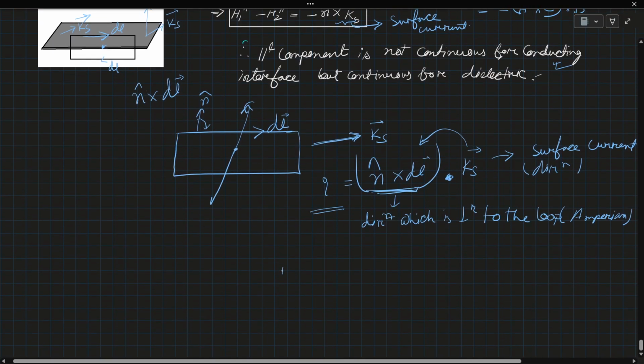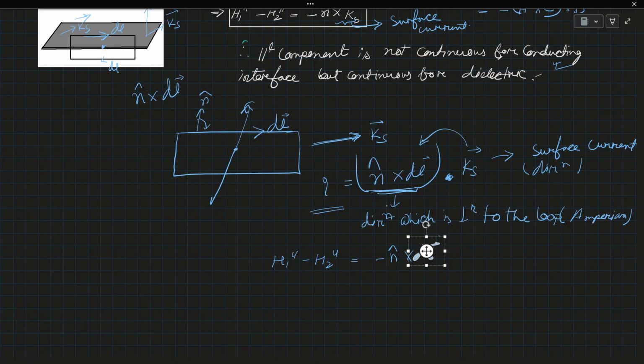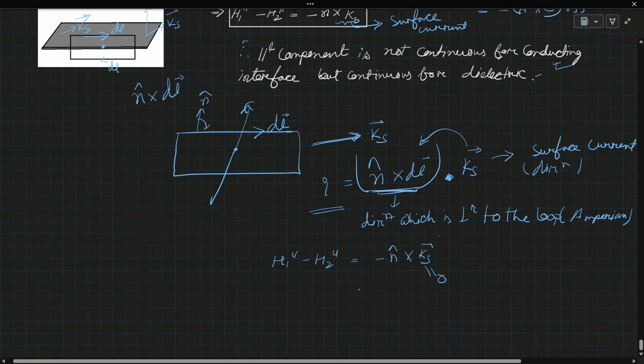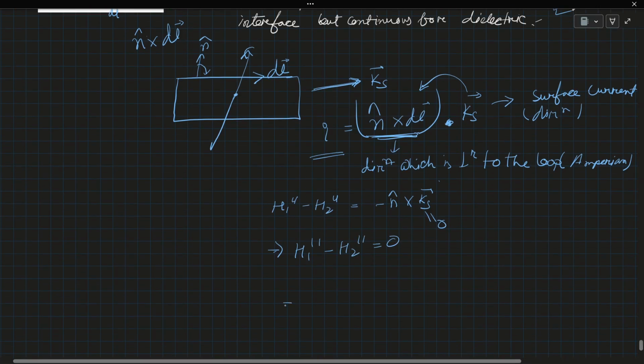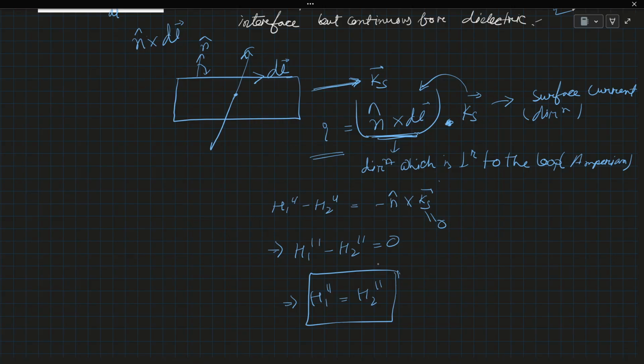So what will we be able to write? Sorry, let me write it down properly. H1 parallel minus H2 parallel equals minus n cap cross Ks. But now Ks equals 0 for a dielectric, since it doesn't contain any surface current, so this will be 0. So H1 parallel minus H2 parallel equals 0, that means H1 parallel equals H2 parallel. This is for a dielectric surface only, not for a conducting interface.